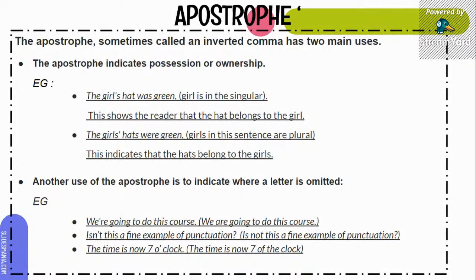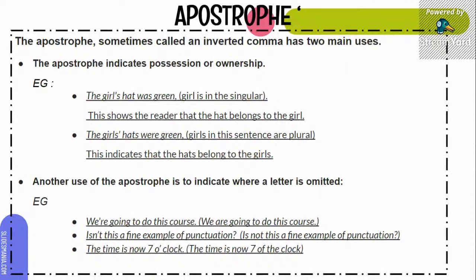So let's look at this example. The first example: the girl's hat was green. If you look here, the subject in this sentence is girl and the apostrophe is written before the S, so the subject is singular. The second sentence: the girls' hats were green. The subject in this sentence is girls. You can see the apostrophe is after the S, so that indicates the subject is plural.